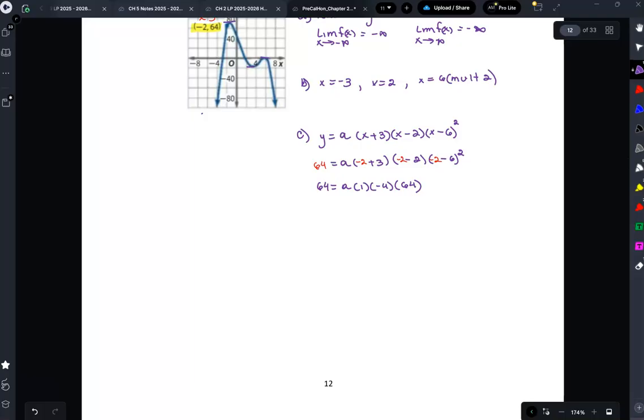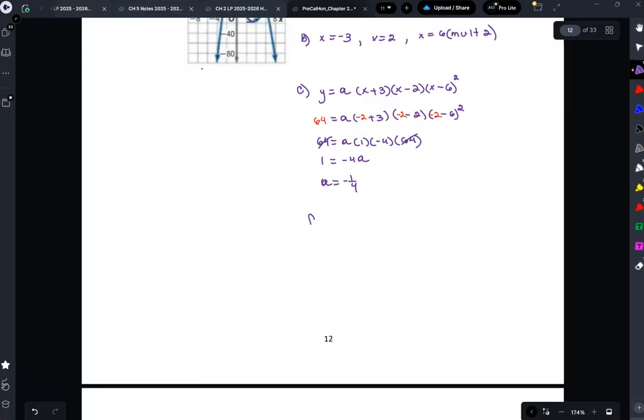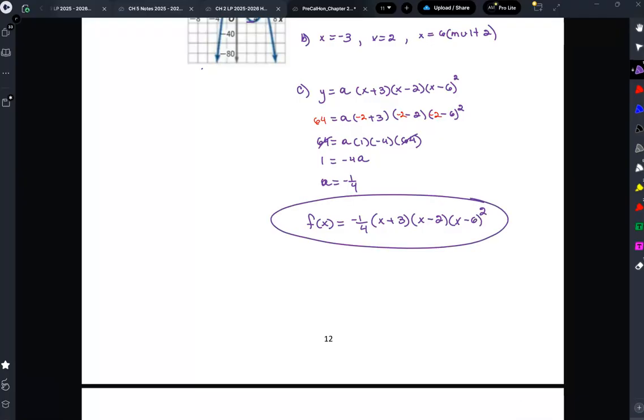So the 64s divide. That'll be 1 equals negative 4a, so a is negative 1 over 4. Now I say f of x is equal to negative 1 over 4, x plus 3, x minus 2, x minus 6 squared, and that's my function.